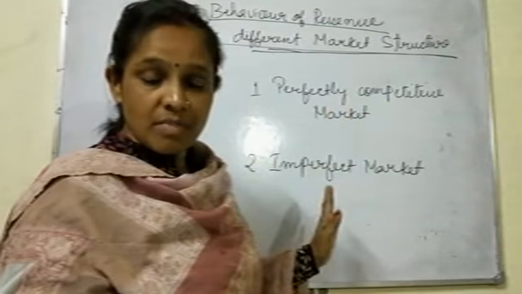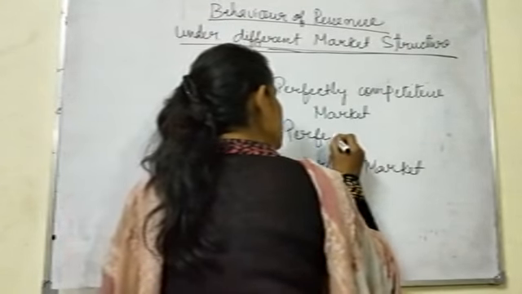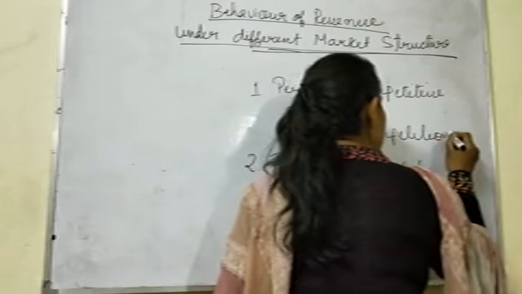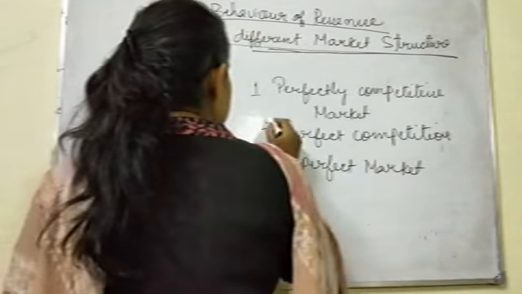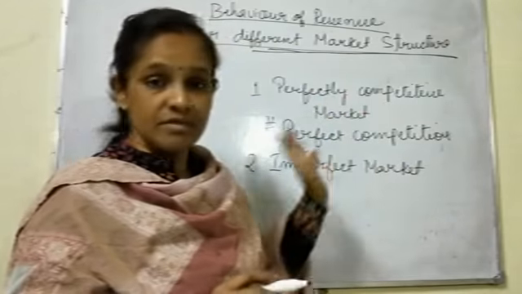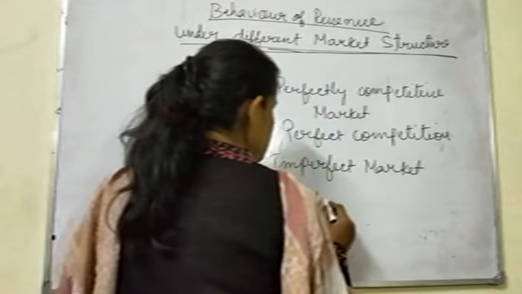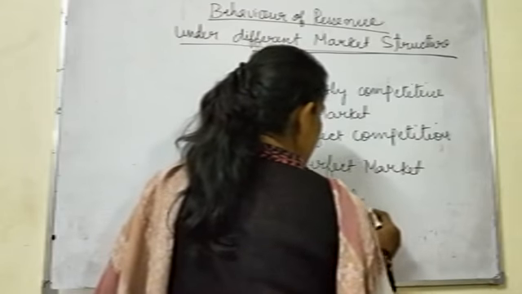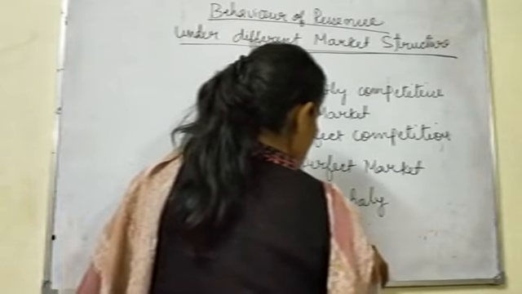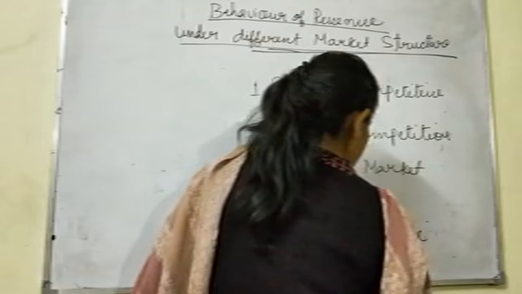Under perfectly competitive market or perfect market, you have only one market, which is called perfect competition. This is the type of the market under the first category, which is called perfect market or perfectly competitive market. Under imperfect market, you have two markets. First is monopoly market and second is monopolistic market.